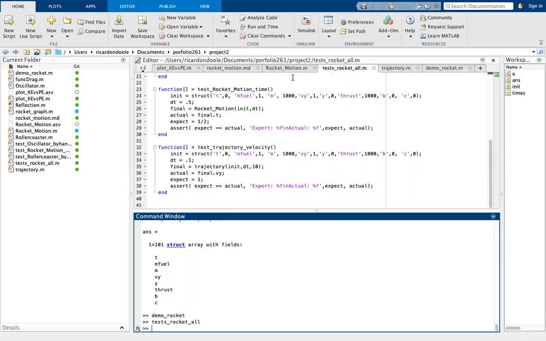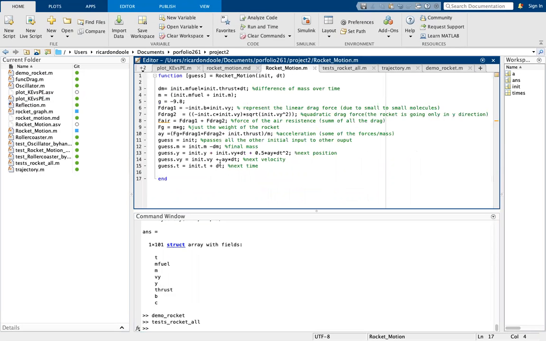I'll go ahead and explain my function. Like I said, guys, my project was mostly basic. I didn't go much further with it, but this is what I have for my function. The dm is the difference of mass over time. This is the gravity, the f drag. This is what I use for my linear f drag. This is what I use for my quadratic f drag. This is what I use for the force of air, which is the force of air resistance. This is just the weight of the rocket.